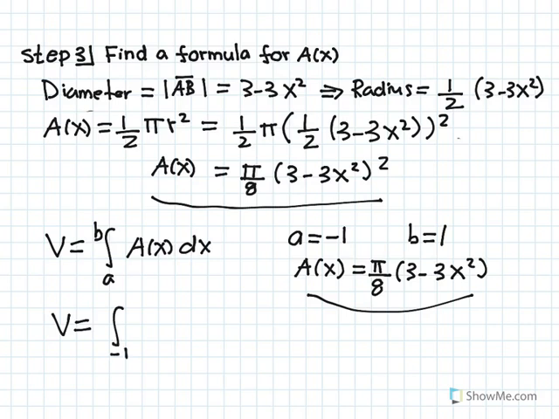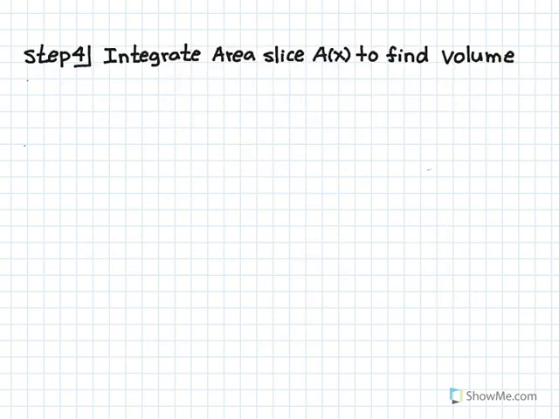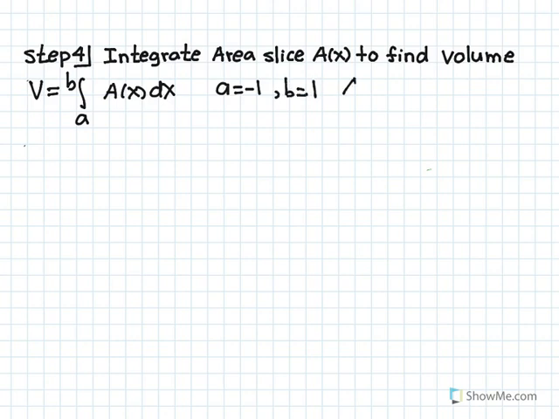Volume is the integral from -1 to 1, pi over 8 times 3 minus 3x squared, and integrate with respect to x. There's a dx. Once we integrate this, we'll have the volume of the solid. Let's do that. The next step is to integrate the area slice to find the volume. Volume is the integral from a to b of A of x dx.